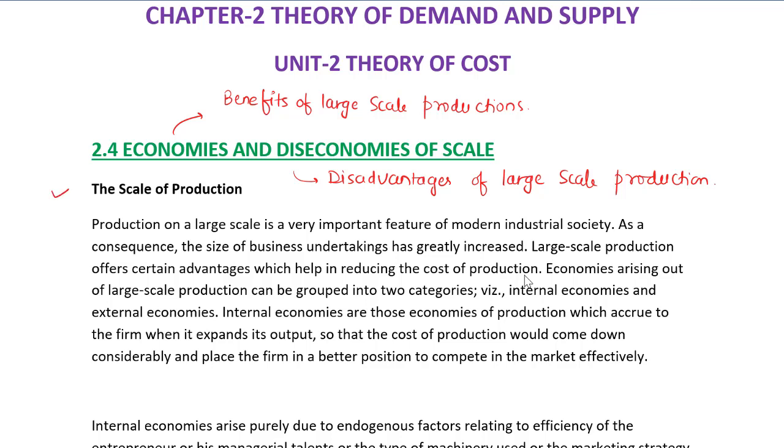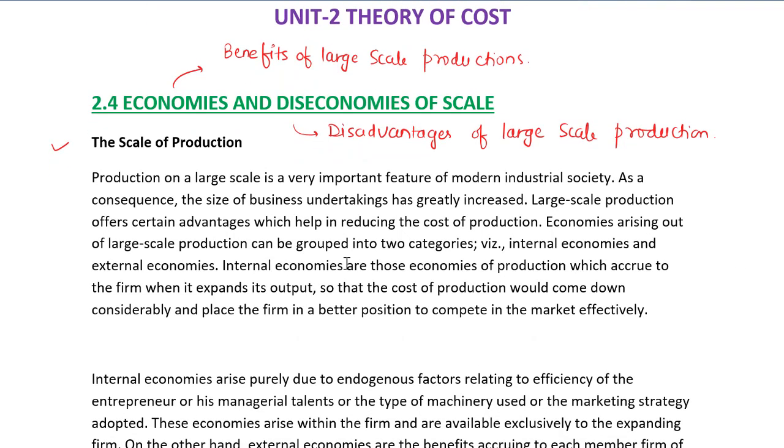The first point is the scale of production. Production on a large scale is a very important feature of modern industrial society. As a consequence, the size of the business undertaking has greatly increased. Large scale production offers certain advantages to the business which help in reducing the per unit cost of production. You can also say that the average cost of the product is reduced because of this.